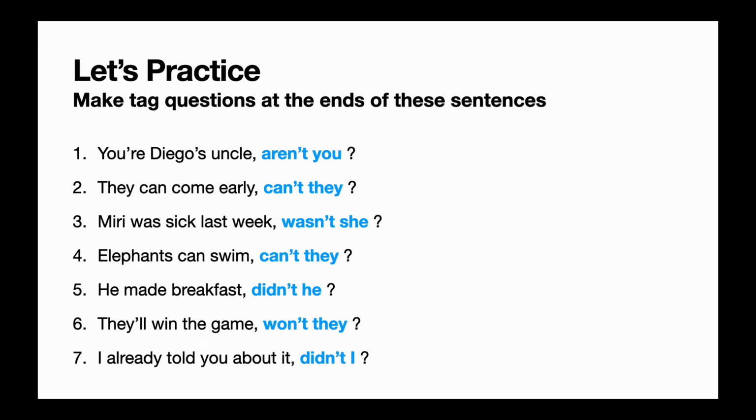Now for number 5, because there's no helping verb in the sentence, he made breakfast, we have to use the helping verb do. And made is the past tense of make, so we use did, which is the past tense of do. They'll win the game, won't they? And I already told you about it, didn't I? Number 7 is very similar to number 5. Because there's no helping verb in the sentence, we use do, and because told is the past tense of tell, we use did.